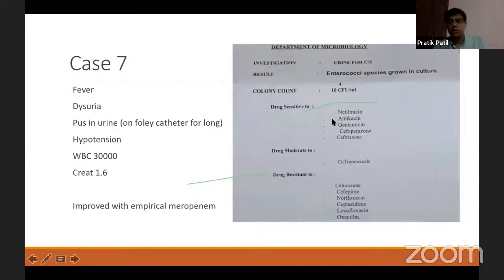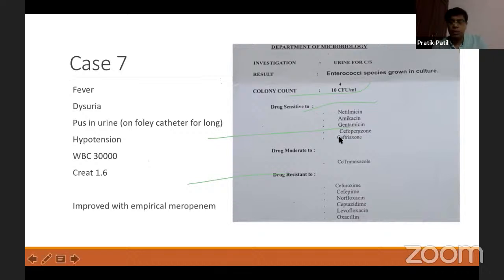If you analyze this report, there are so many errors in it. And again, this was from one of the good labs. So this is reported as Enterococcus species. Enterococcus is basically a gram-positive coccus. Meropenem doesn't work for it. So if we believe that this is a possibly pathogenic organism which is causing the infection here, meropenem should not have worked and the patient should have gotten worse. But the patient has improved here.